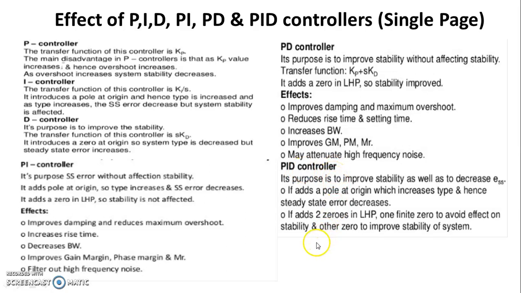So till now, in the last four videos, I have explained about the PID controller, what is meant by a controller, the individual controllers, and the effect of individual and combinational controllers. Next video I will explain numericals, how it affects the system performance.